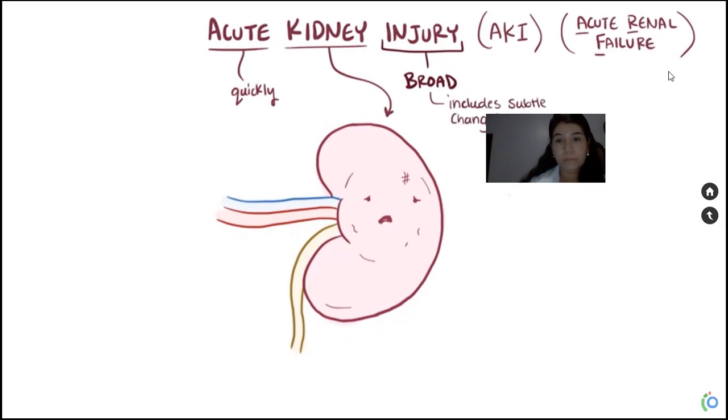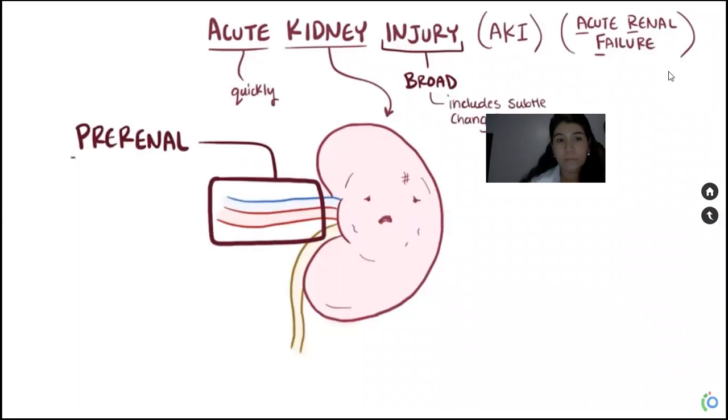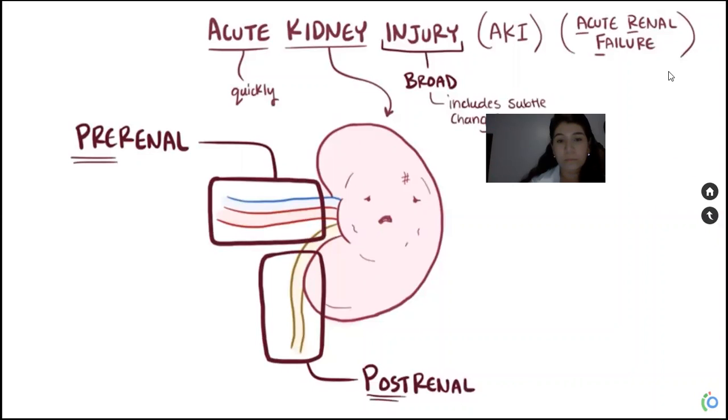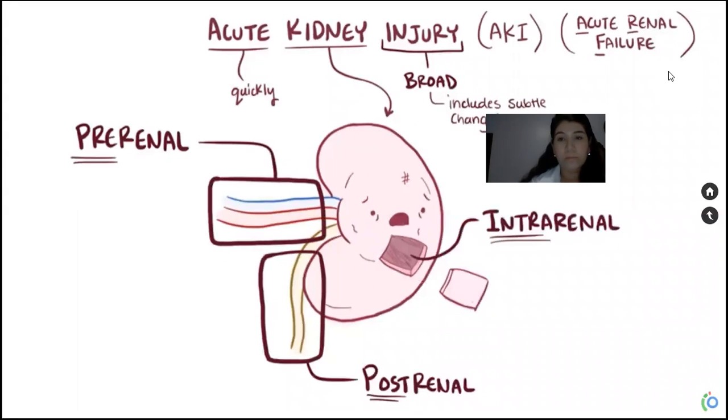AKI can essentially be split into three types. Pre-renal AKI, meaning the cause of the kidney injury is coming before the kidneys, post-renal AKI, meaning after the kidneys, or intrarenal AKI, meaning within the kidneys.